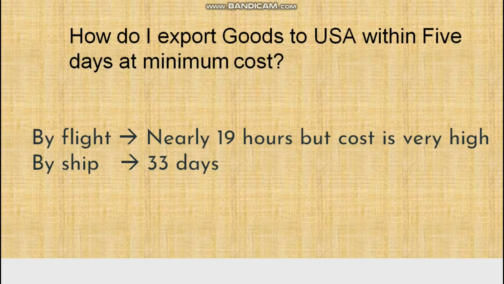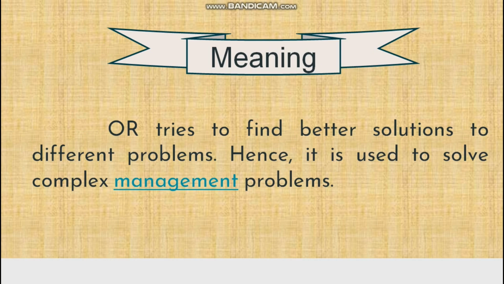Can you give a solution for this problem? How do I export goods to USA within 5 days at minimum cost? If I choose flight, definitely it will reach within a day. But think about the cost. If I choose ship, it will take 33 days. But that much time is not in my hand. What to do? Give the best solution for this problem. If you don't know, I will give the solution in tomorrow's class. Or find a better solution to a different problem.